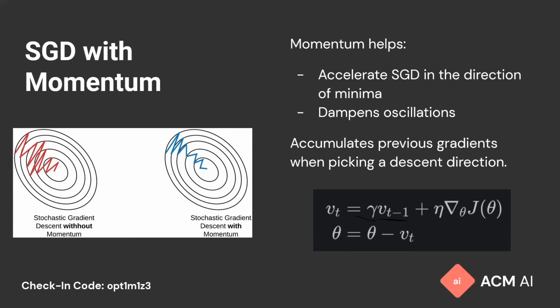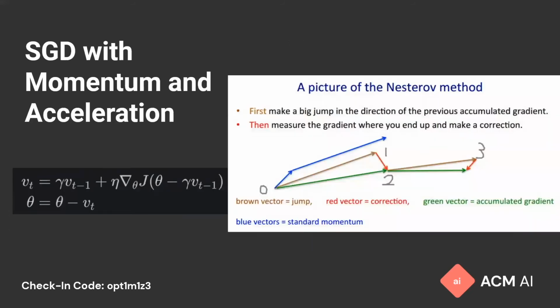Let me just clear the drawings and keep moving on. Momentum is good, but there's a slightly better variation, which is SGD with momentum and acceleration. You might know it as Nesterov. Some people call it SGD with Nesterov acceleration.